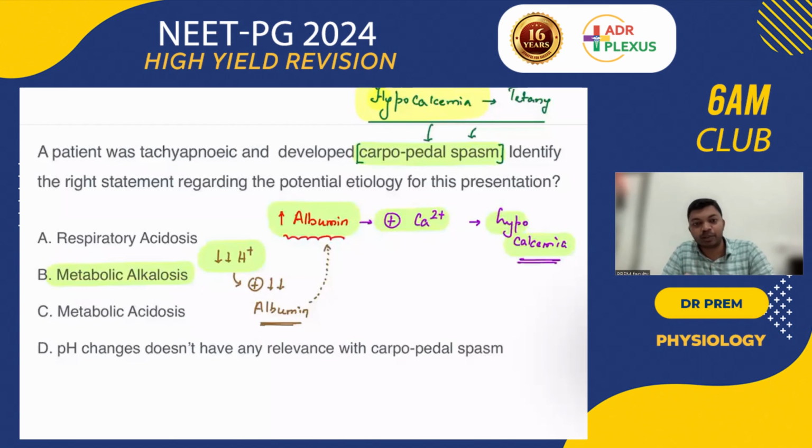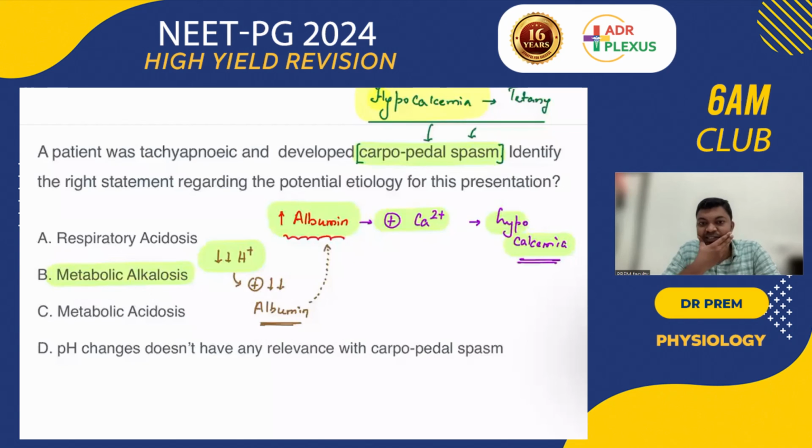All right. Very good. Dr. Prasanna Kumar, respiratory alkalosis can also cause carpopedal spasm, but that is not given in the options. So Dr. Arun, perfect. B is the right answer. Ajay, now you understand why B is alkalosis?